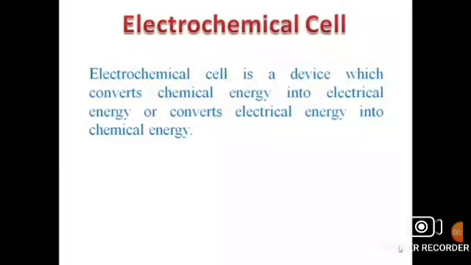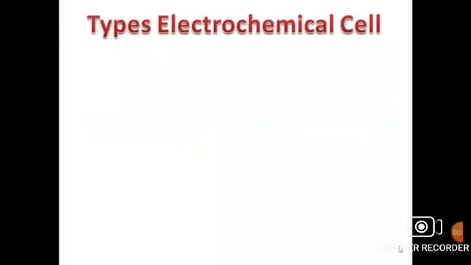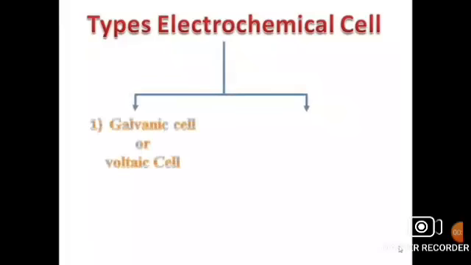Friends, today we are going to discuss electrochemical cells. An electrochemical cell is a device which converts chemical energy into electric energy. There are two types of electrochemical cells. One is known as the galvanic cell or voltaic cell. It is also in your book, chapter 8.